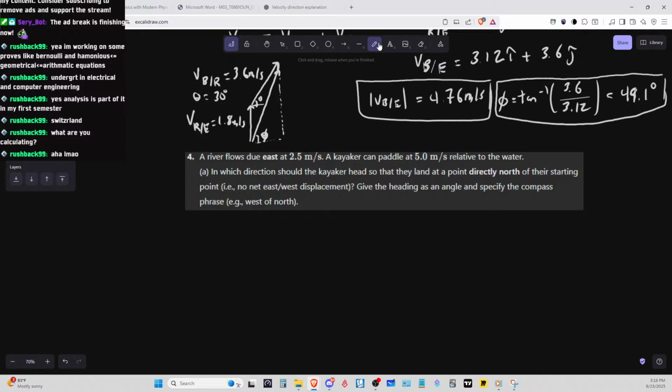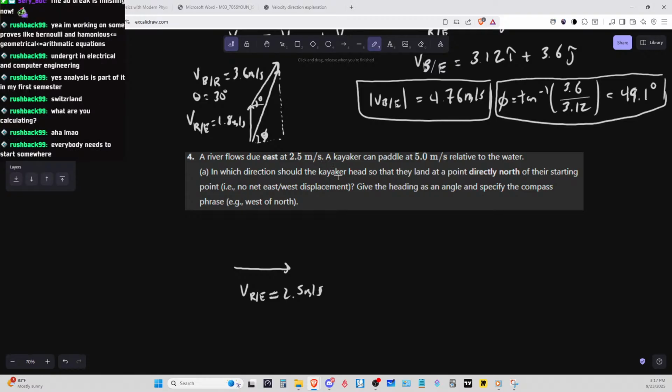Okay, a river flows due east, so it's flowing this way. So the velocity of the river relative to the earth is 2.5 meters per second. A kayaker can paddle at 5.0 meters per second relative to the water.